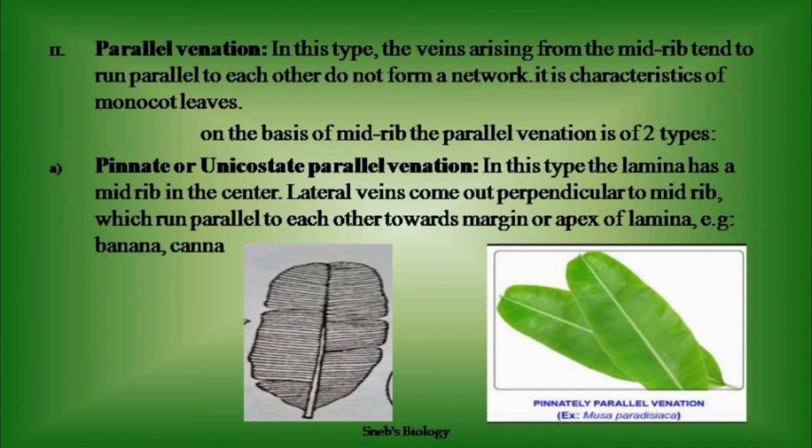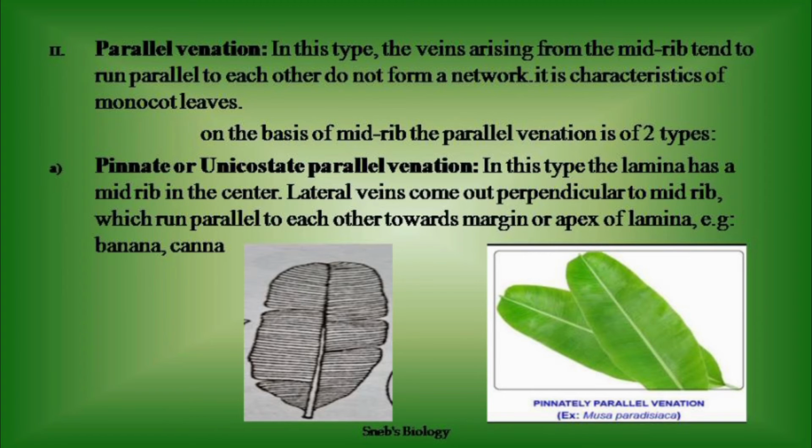Next is parallel venation. In this case, the veins arise from the midrib, run parallel to each other and do not form a network. It is the characteristic feature of monocot leaves. Parallel venation can again be divided into two categories on the basis of how many main veins it has. So it will be called unicostate again. The term is the same, but this is unicostate parallel.